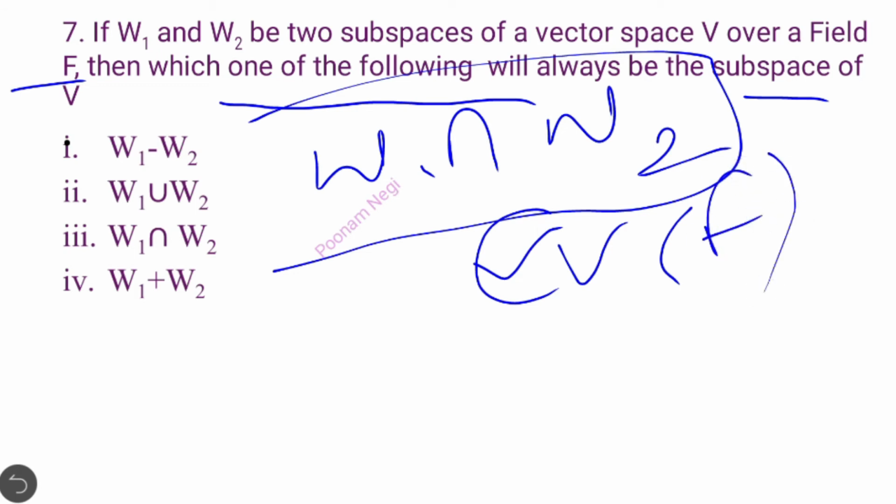The union of two subspaces may not be a subspace of V(F), because the union of two subspaces is a subspace if and only if one is contained in the other. That's why the condition will be W1 intersection W2. This will always be a subspace of V.